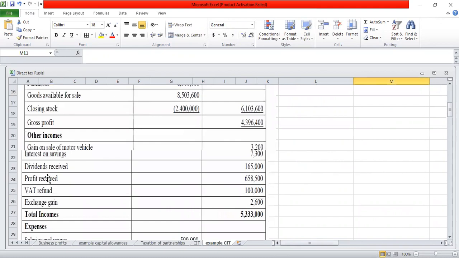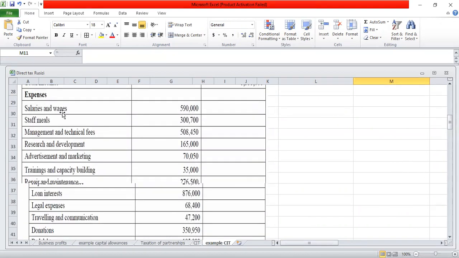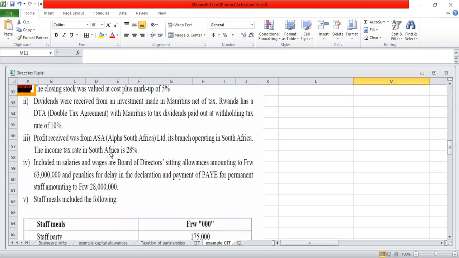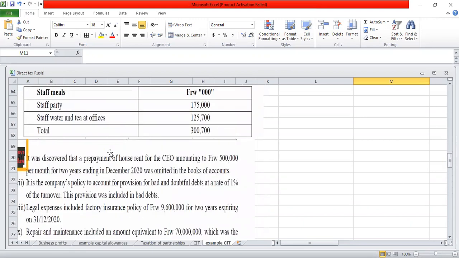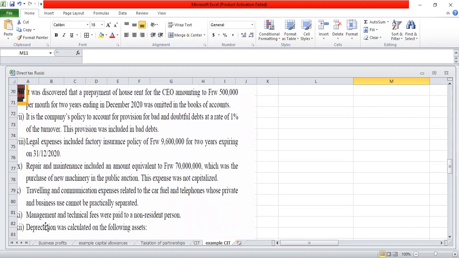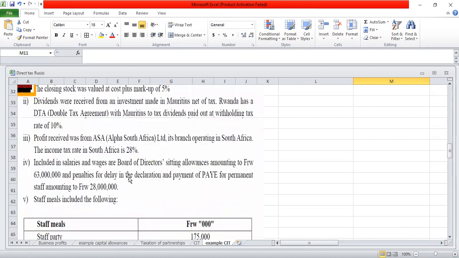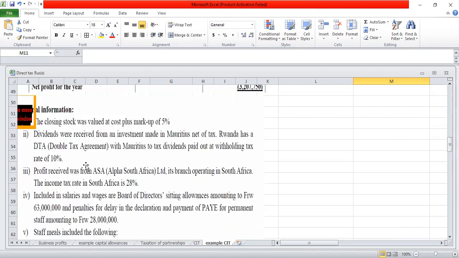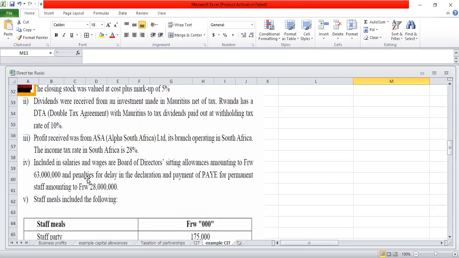Another expense is research and development. I don't know if it has a note. It has no note. We are going to accept. We are going to assume that it was used in the business activities. So since it has no note, when we say note, probably we should adjust. Advertising and marketing. I don't know if it has a note.